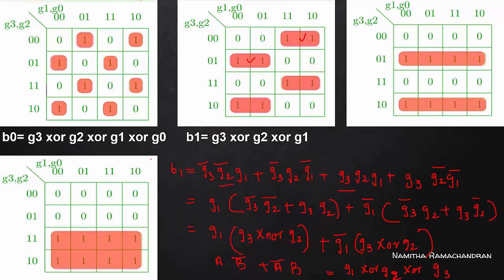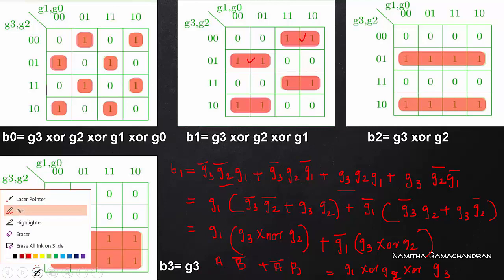So this is the simplified expression for B1. For the next one, B2, after simplifying we get the expression G3 XOR G2. And similarly for B3, from this it is clear that B3 is actually G3 only.